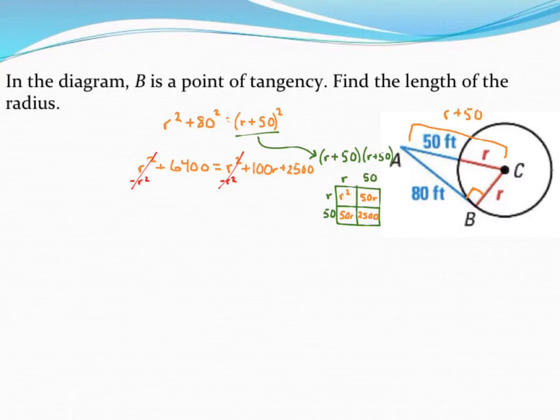They just cancel out. So then finishing like normal, let's subtract 2,500 from both sides. 6,400 minus 2,500 leaves me with 3,900, equal to 100r. If I divide both sides by 100, I find my radius. It turns out to be 39.